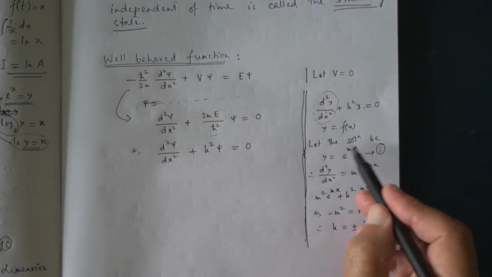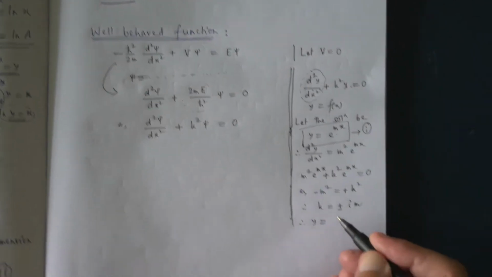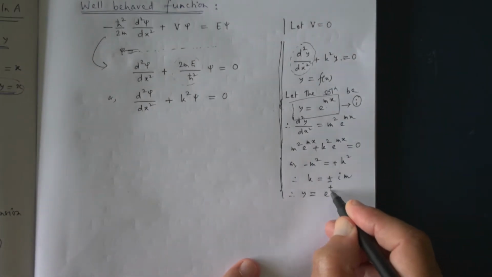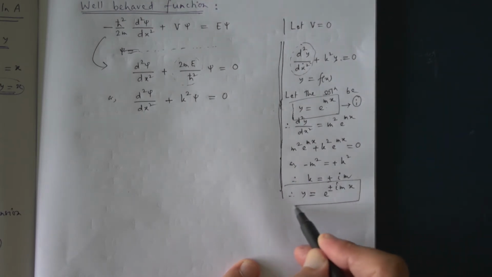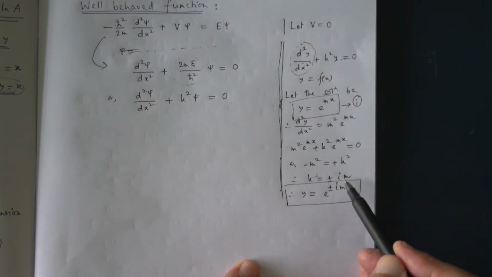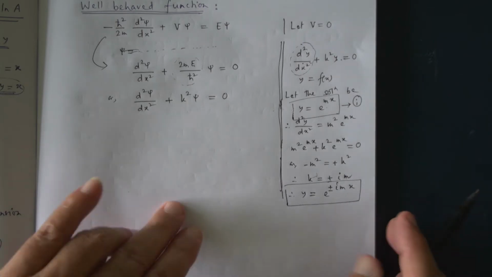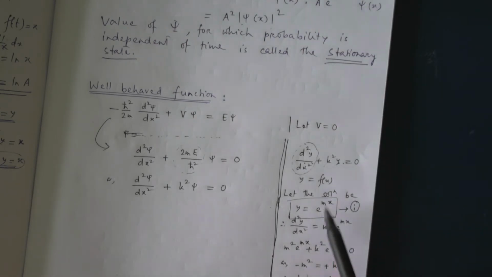So what is the solution then? y equal to e to the power plus minus i m x. For a second order differential equation, how do we solve it? First we assume the solution is this. Then we do this and we get this. So the solution is this. This is the value of y.